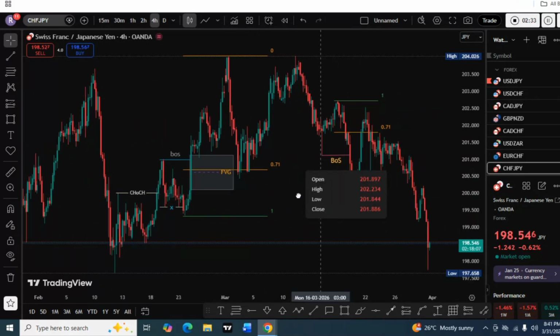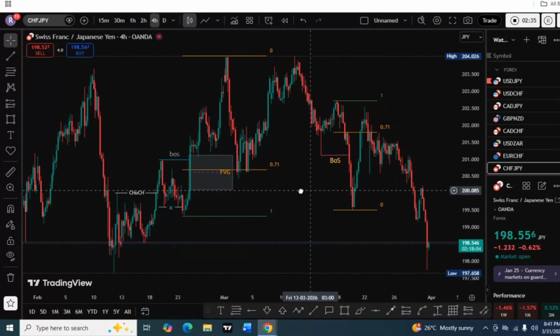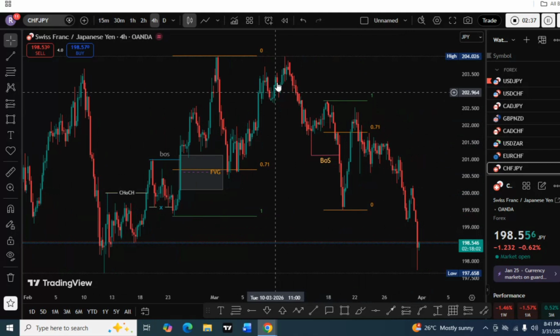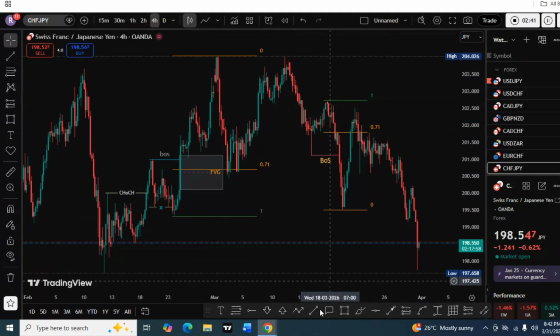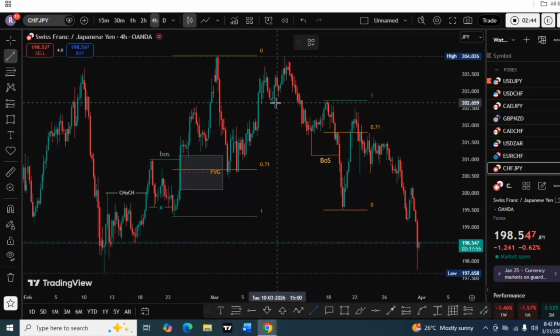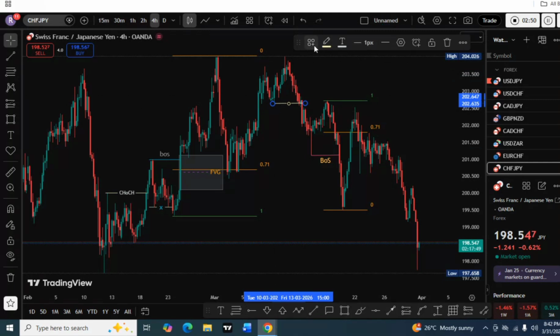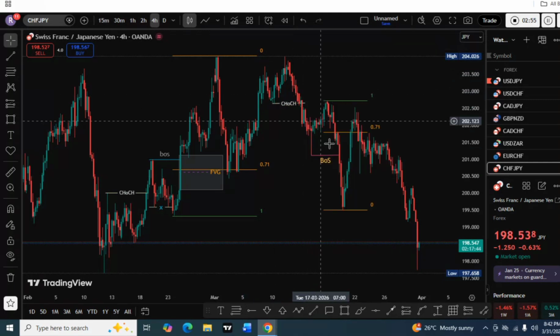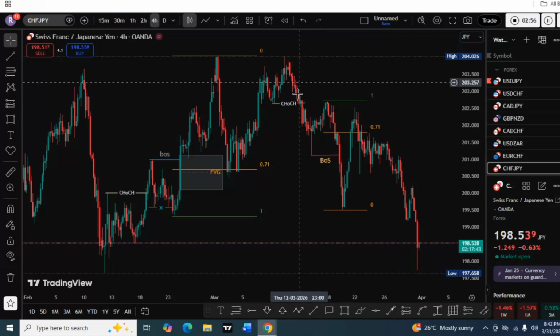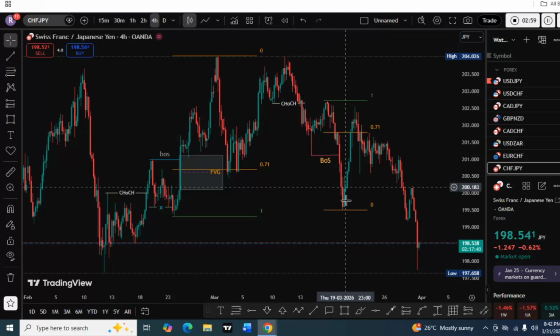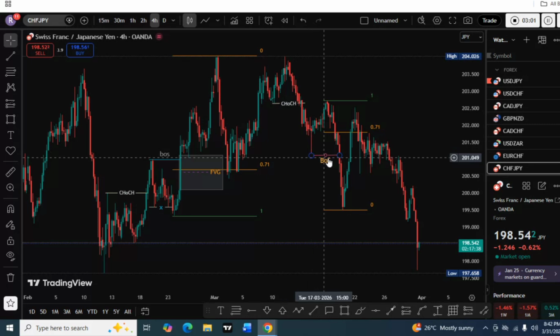So another example now, based on the bearish structure, as you can see, the market changes character just right there. It changes character. So when it changes character, it then breaks the structure downwards. When the market breaks the structure downwards, it confirms to us that the market is now bearish.